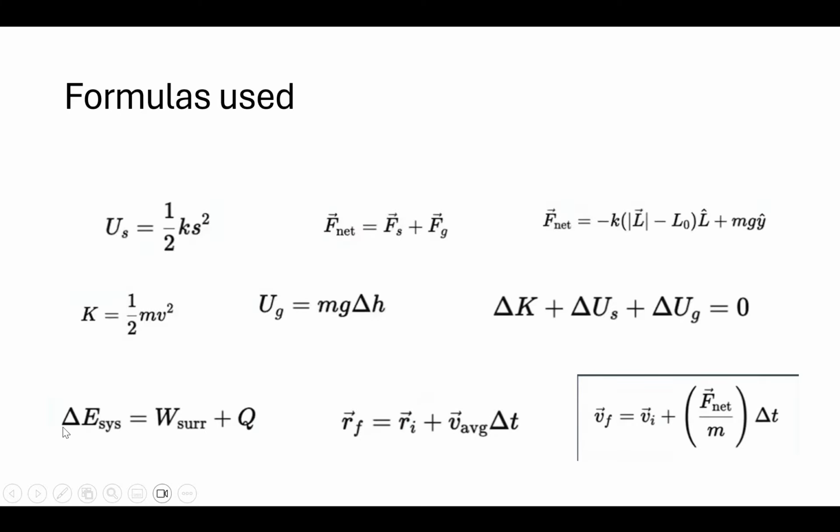And here are some formulas used. Obviously, position update, velocity update, gravitational, and kinetic energy formulas are all needed. And here is the energy principle written out, which states that a system's change in energy is the sum of work done by surroundings and thermal energy exchanged with the surroundings. And obviously here's the formula for spring length, which we are gonna need.